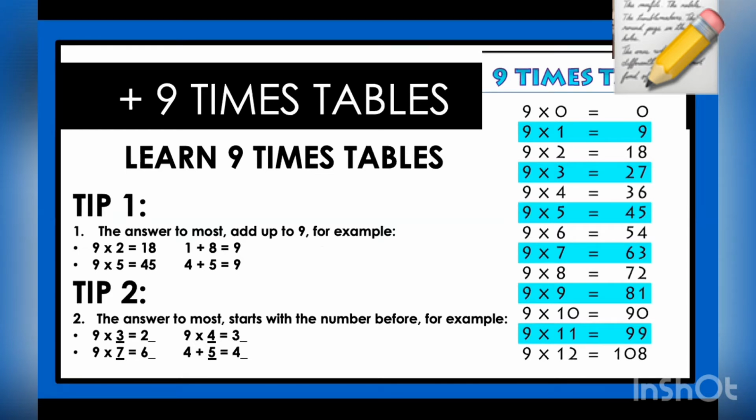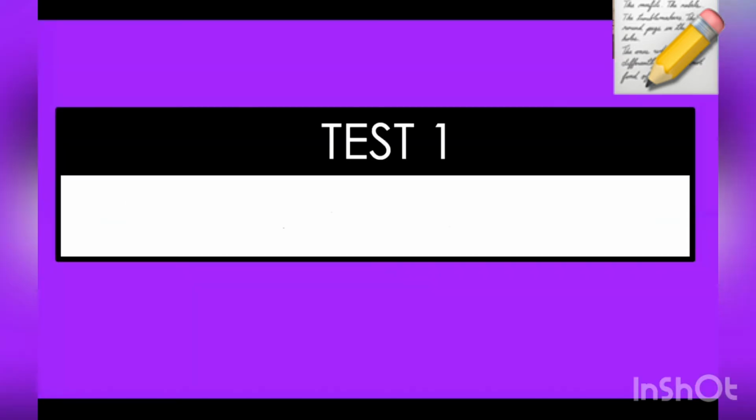So there you are. There's the 4 groups plus the 9 times tables, and test 1 is about to begin. If you've got your paper ready and your pen ready and you've got peace and quiet, we will start test 1. If you haven't, pause the video now. Test 1, quiet please. Here we go.